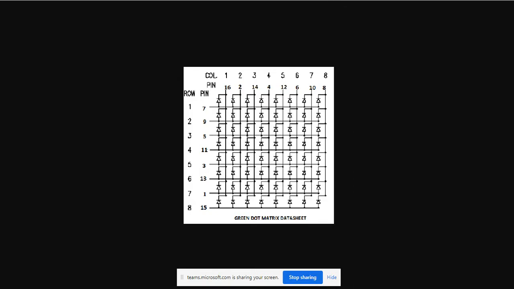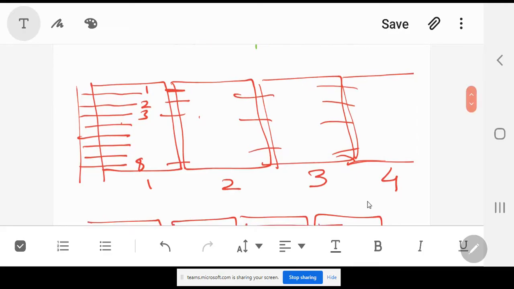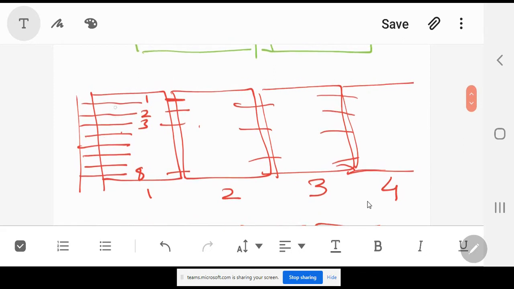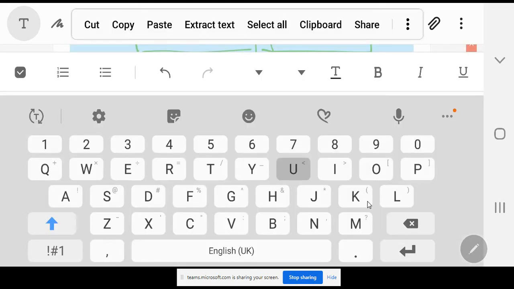Now when you are talking about a 1 cross 4 green dot matrix, this means you are going to have 1 2 3 4 5 6 7 8 rows over here, and then these are going to be combined with the second dot matrix, the third one and the fourth one also.